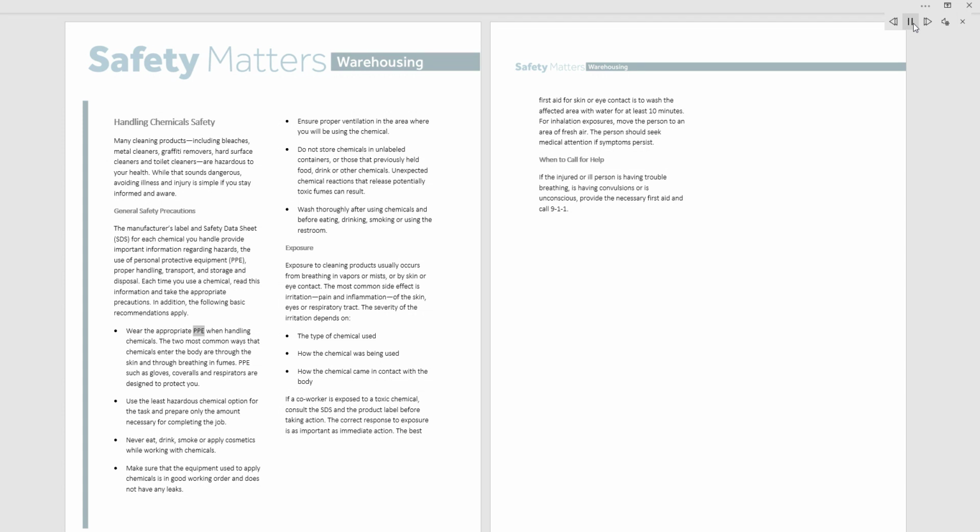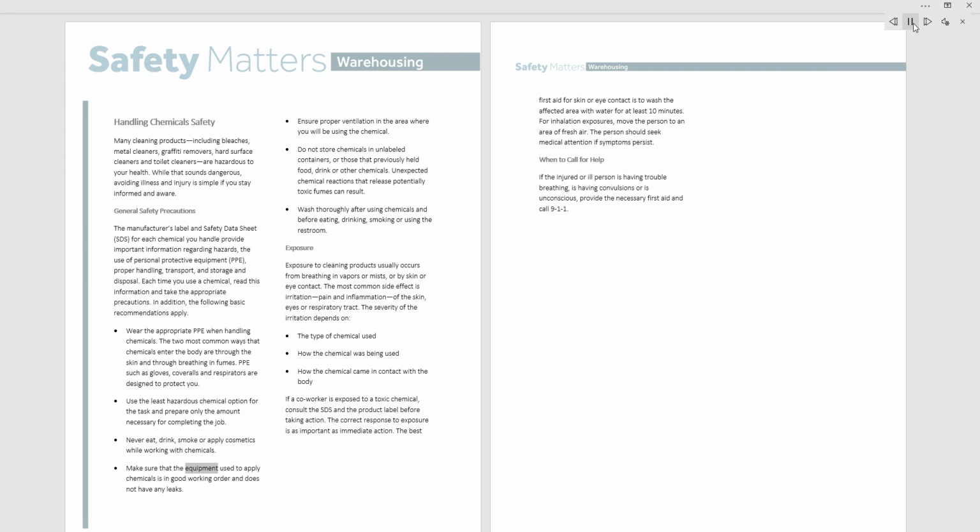Wear the appropriate PPE when handling chemicals. The two most common ways that chemicals enter the body are through the skin and through breathing in fumes. PPE such as gloves, coveralls, and respirators are designed to protect you. Use the least hazardous chemical option for the task and prepare only the amount necessary for completing the job. Never eat, drink, smoke, or apply cosmetics while working with chemicals.